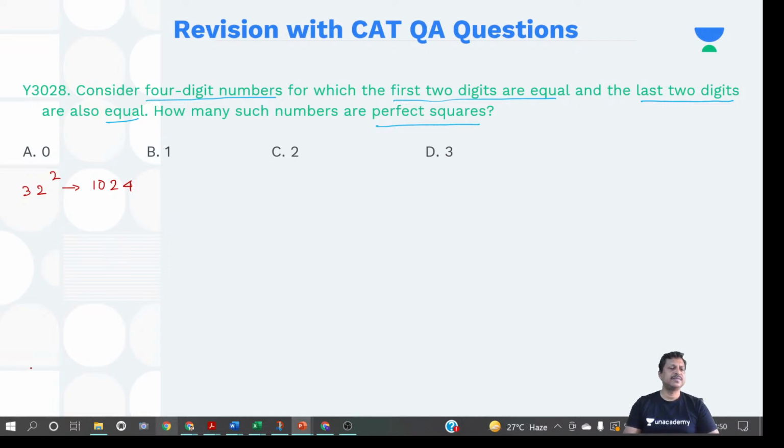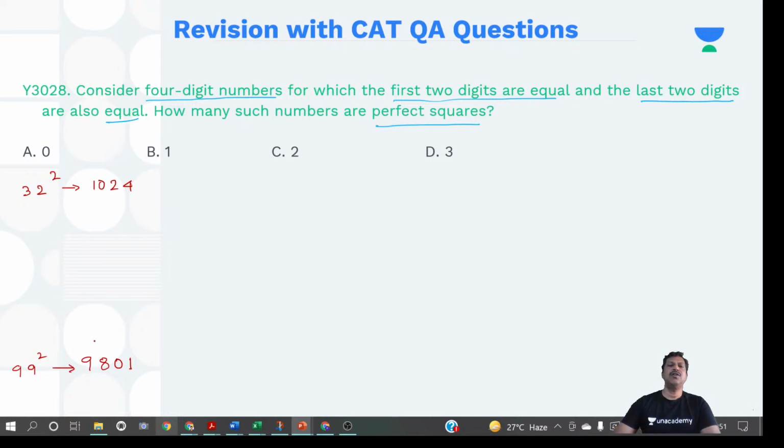The last number will be 99 square. 99 square is 9801. Okay. All right. Fine. So what is happening is the square root of this number is from 32 to 99.